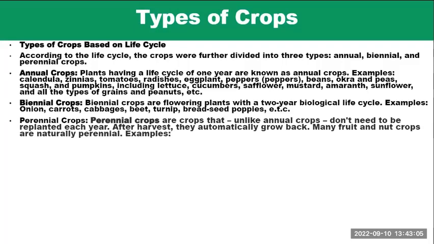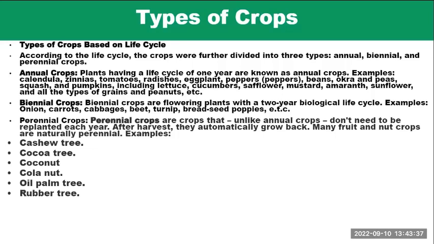Then we have perennial crops. Perennial crops are crops that, unlike annual crops, don't need to be replanted each year. So after harvest, they automatically grow back. Many fruit and nut crops are naturally perennial crops. Examples include cashew tree, cocoa tree, coconut, cola nuts, then oil palm tree, rubber tree, and moringa plant. These are all perennial crops.